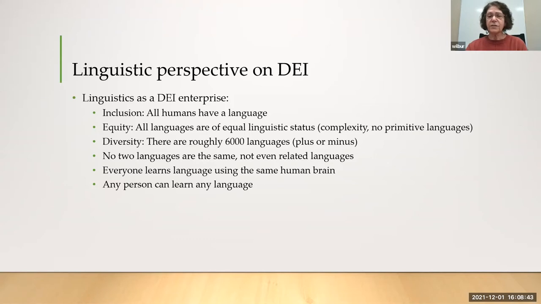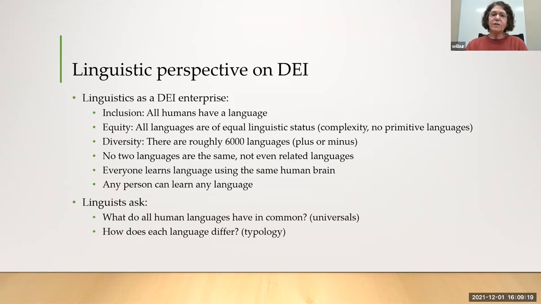No two languages are the same, not even related languages. And this is also going to be relevant. Sign languages are not signed spoken languages. So American Sign Language is not, repeat, not signed English. They're different. Everyone learns language using the same human brain. And any person can learn any language, no matter what you may feel about having to take a language requirement. We know you can do it.